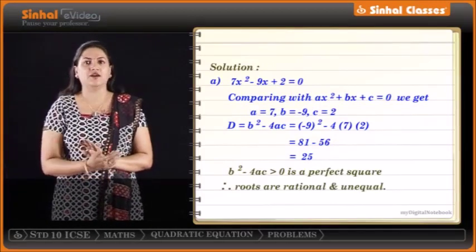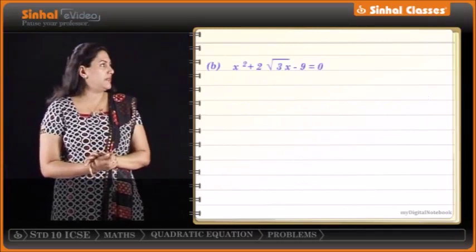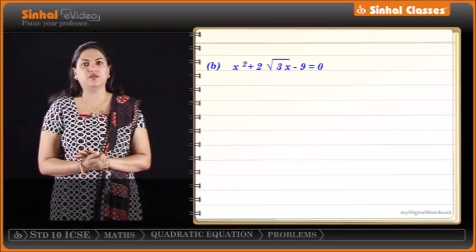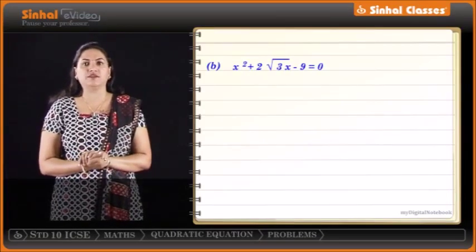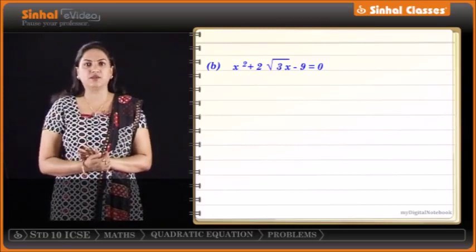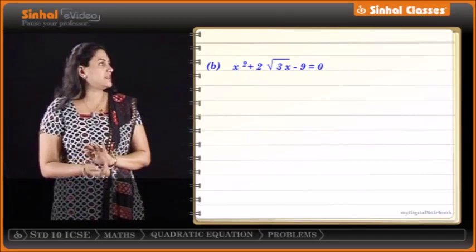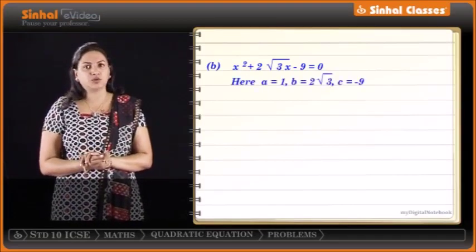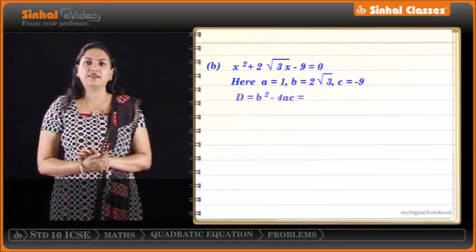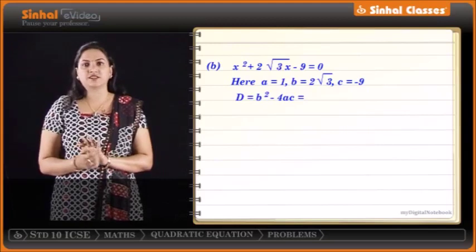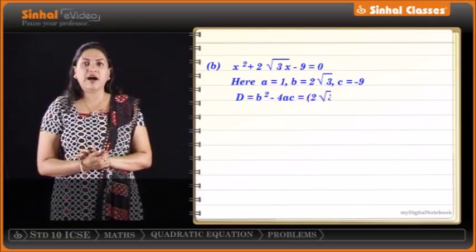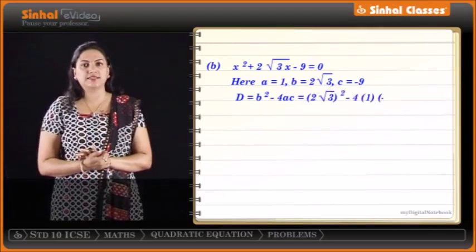Now to the next sum of the same type, x square plus 2 root 3x minus 9 is equal to 0. We want to tell the nature of the roots over here. Now we compare this with ax square plus bx plus c is equal to 0. We get a is equal to 1, b is equal to 2 root 3 and c is equal to minus 9. We will find the discriminant b square minus 4ac, which is 2 root 3 the whole square minus 4 into 1 into minus 9.